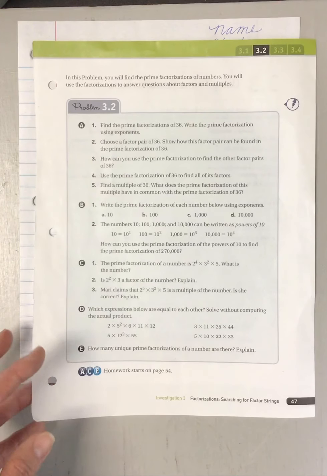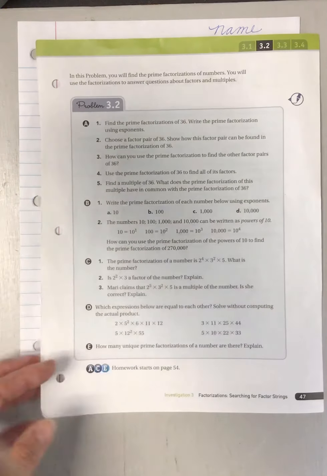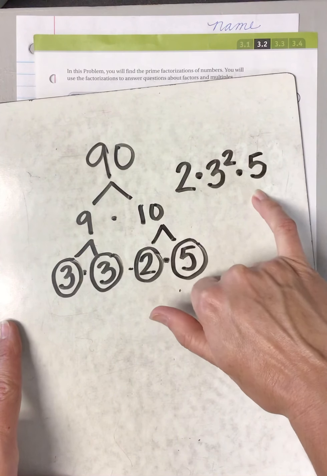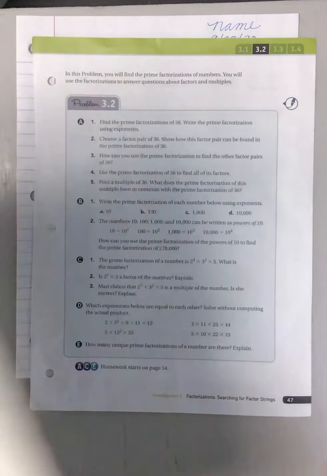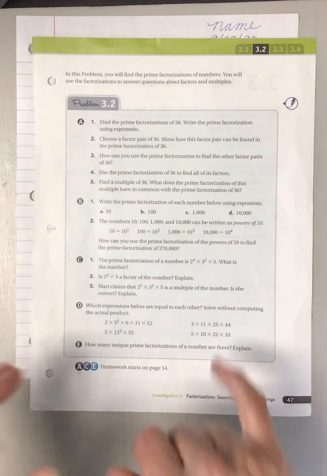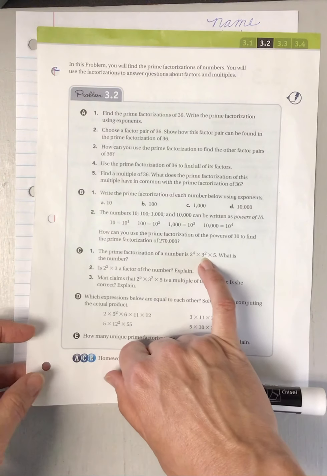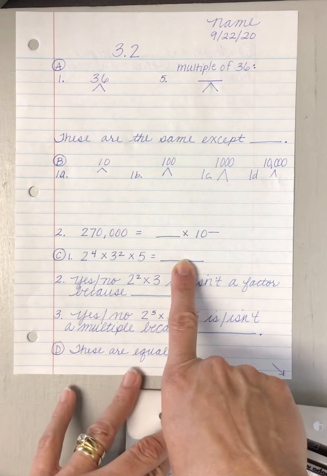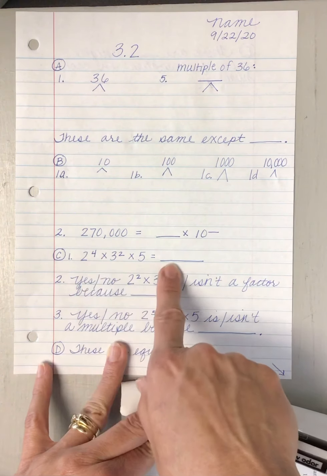Okay, moving on to C. In this case, they have done all of the work to get this answer. They want to know what number you started with. So they give you 2 to the fourth power times 3 to the second power times 5, and they want you to tell what the number is equal to. So you'll have to do some multiplication to get that answer.